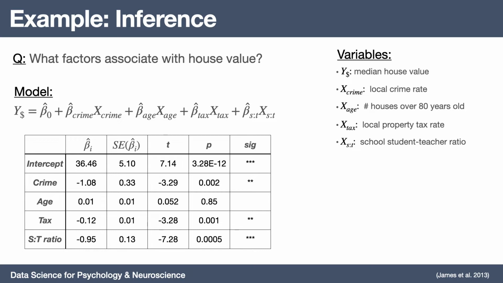Now, the way that you would use this model to gain inferential understanding is by looking at which terms are statistically significant in terms of their association with house value. So in this case, crime, the tax rate, public school student-teacher ratios all seem to be statistically significant in terms of associating with y. House age, on the other hand, used by the proxy of the number of houses in the neighborhood over 80 years old, does not seem to associate statistically with house value.